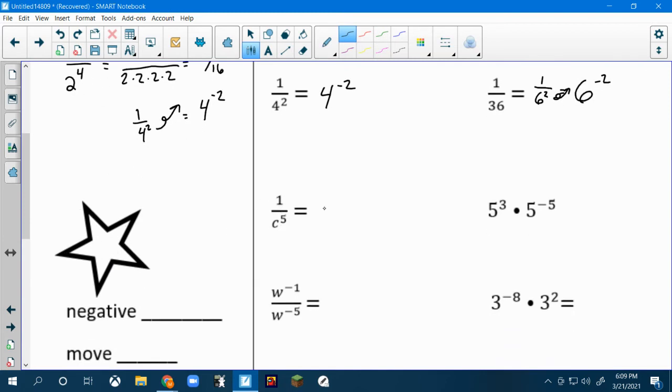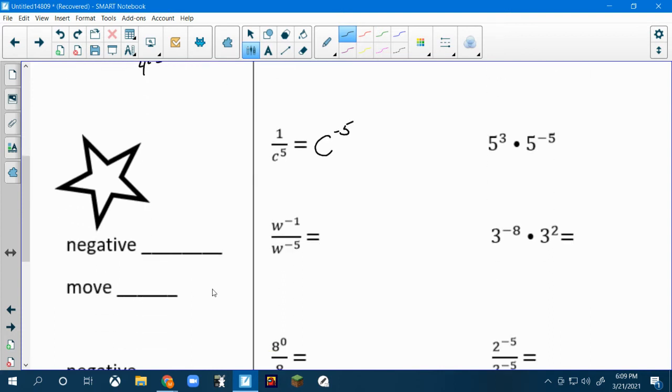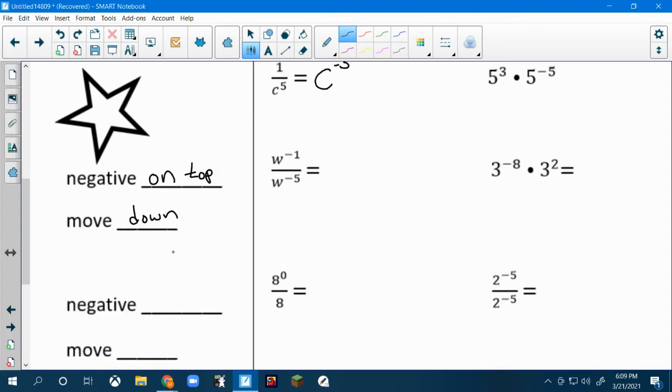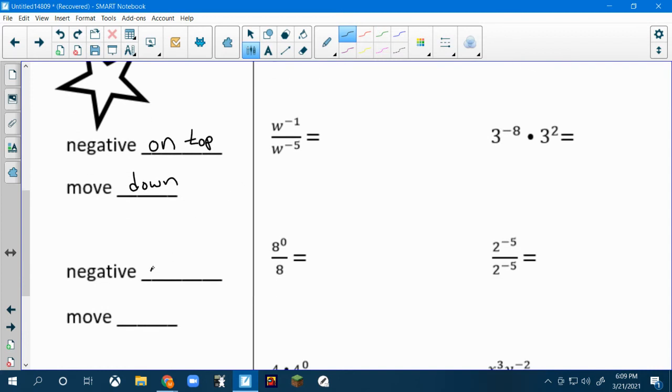1 over c to the fifth becomes c to the negative fifth. Flip the fraction to the top, or flip the denominator to the top, change your sign. We'll do a little note here. Negative on top, move down. Negative on bottom, move up.